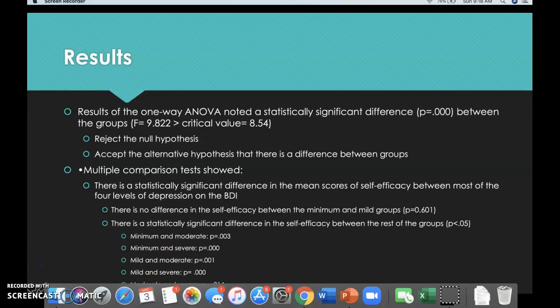So as I just stated, the one-way ANOVA did note a statistically significant difference between the groups. Therefore, I will reject the null hypothesis and accept the alternative hypothesis that there is at least one difference between groups. The post hoc test revealed a statistically significant difference in the self-efficacy scores between most of the 4 levels of depression on the BDI. While there was no difference between the minimum and mild groups, there was a significant difference between all of the other groups, as indicated by a p-value less than 0.05, which are listed here on the slide.